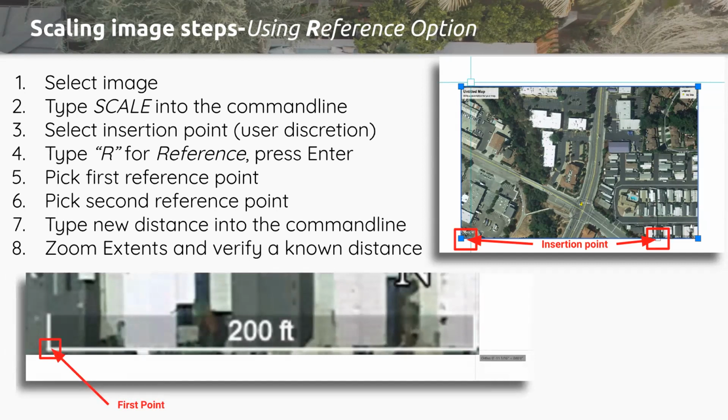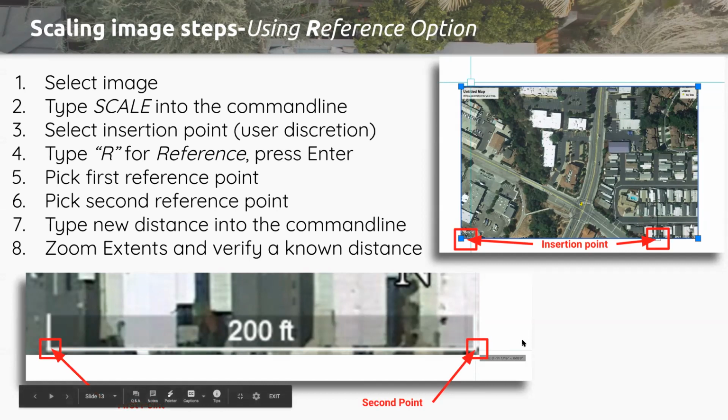I know these 2 points here, or I know a distance. So it's going to ask you for a first reference point. You're going to click that first point that you know, and then you're going to click the second point. This is really, really important: don't enter any commands before this. So I pick my insertion point, I type R for reference, press enter, I pick my first point, my second point, and then it prompts me to enter a distance.